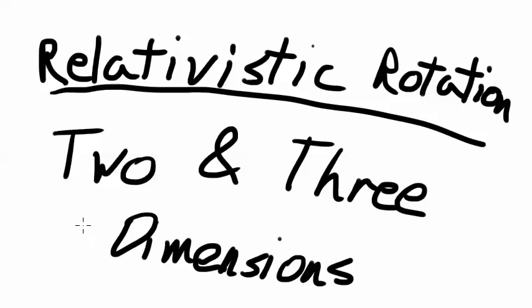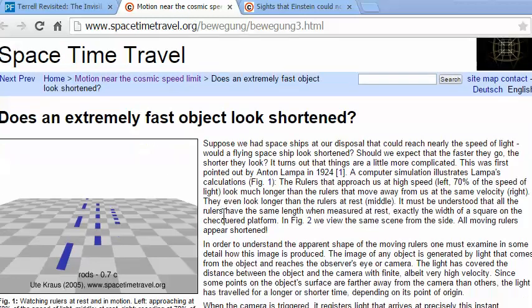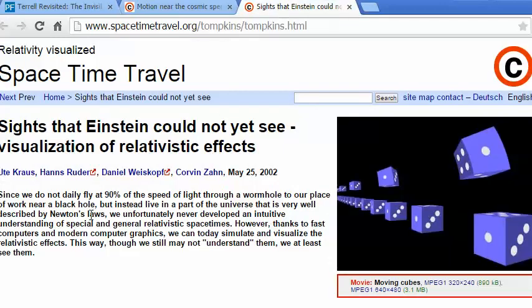And discuss the appearance of relativistic motion and rotation in two and three dimensions. I'm going to be comparing two animations of special relativity from spacetimetravel.org. The first is a two-dimensional simulation of lines moving toward and away from an observer. The second is a three-dimensional simulation of dice moving toward an observer.